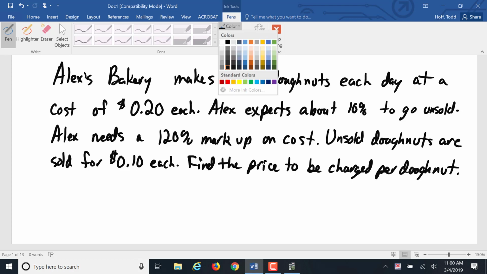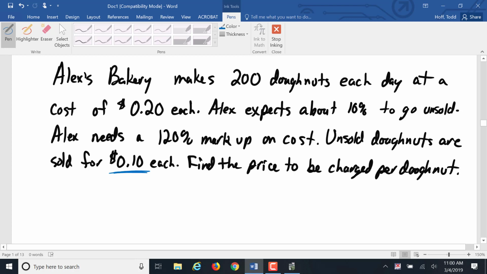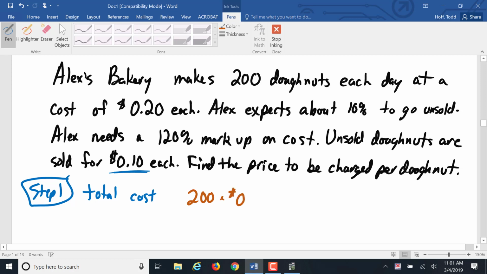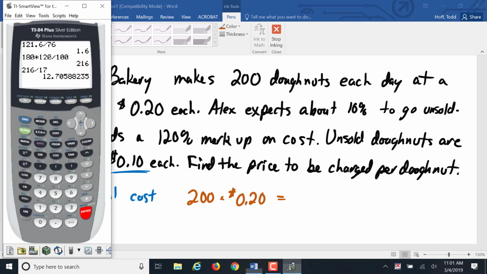So we need to consider that money that is recovered for those donuts that are sold on a secondary market, wherever it's sold to, a day-old bakery or whatever. So our step one is still the same. We're going to find the total cost. So we have 200 donuts times a price of 20 cents each, giving us a cost of $40 total cost.